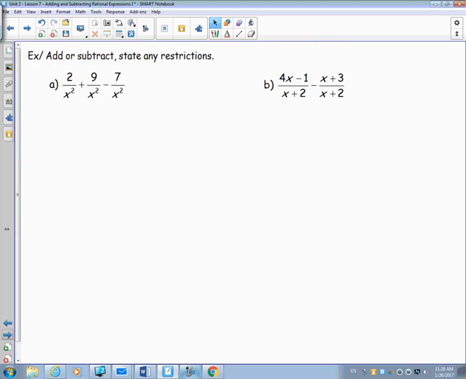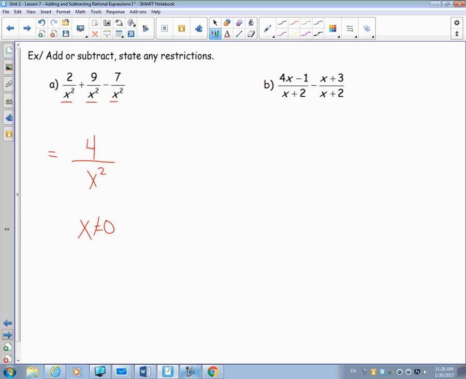Let's try some. So we're going to add or subtract and state any restrictions. We can add and subtract fractions if we have common denominators. I notice they all have x squared. That's a common denominator. If the bottoms are common, we can collect like the terms on the top. 2 plus 9 minus 7 makes 4. There's a simplified expression. Are there any restrictions? Yes, there are. I can't have a 0 on the bottom. So if x was 0, we'd have a problem. I've simplified.